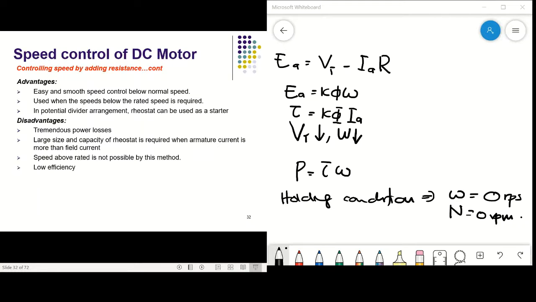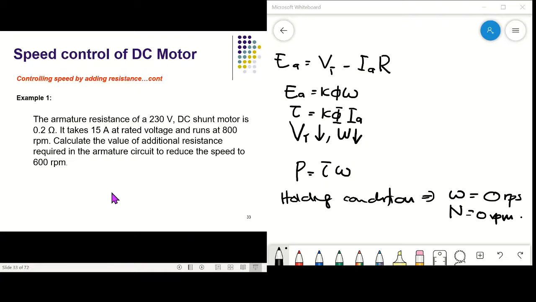And then disadvantages, tremendous power losses, because bila kita inject more resistance, kita tahu power equal to I square R, so losses juga akan tinggi. And then large size and capacity of rheostat is required when armature current is more than field current. Sebab apa? Sebab kita nak control the IA. And then speed above rated is not possible by this method. And then dia akan bagi low efficiency lah. Sebab apa? Sebab power losses tadi tinggi. Okay, kita try this example.